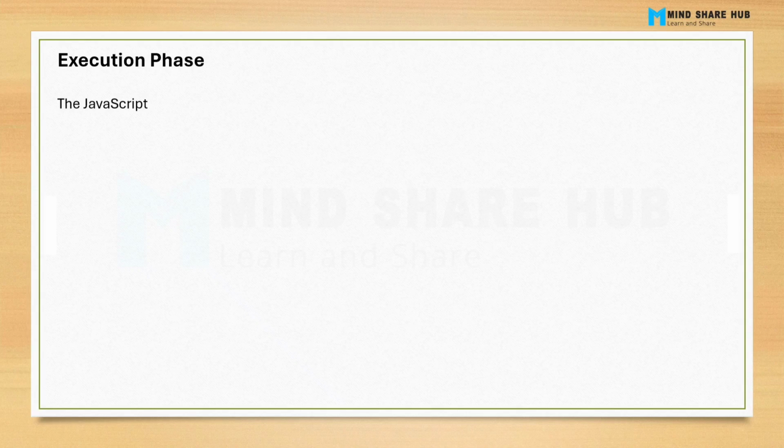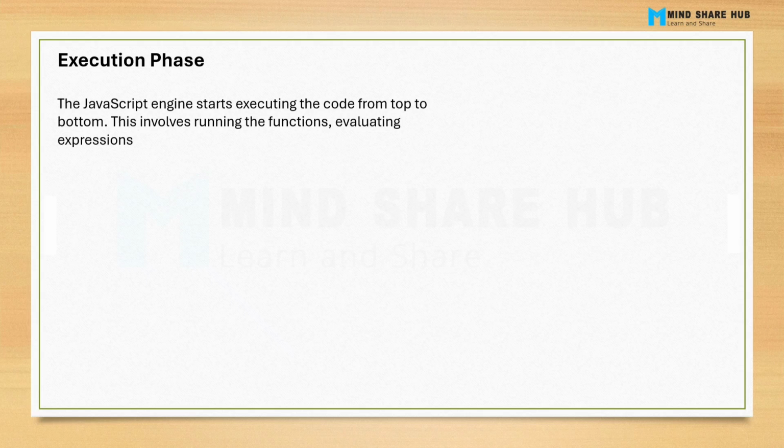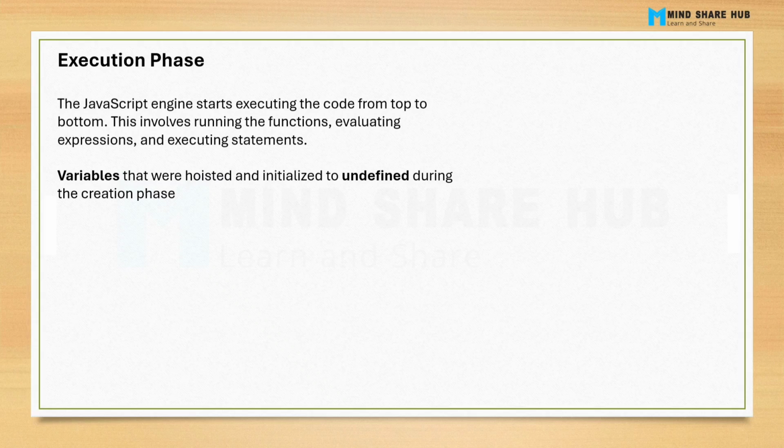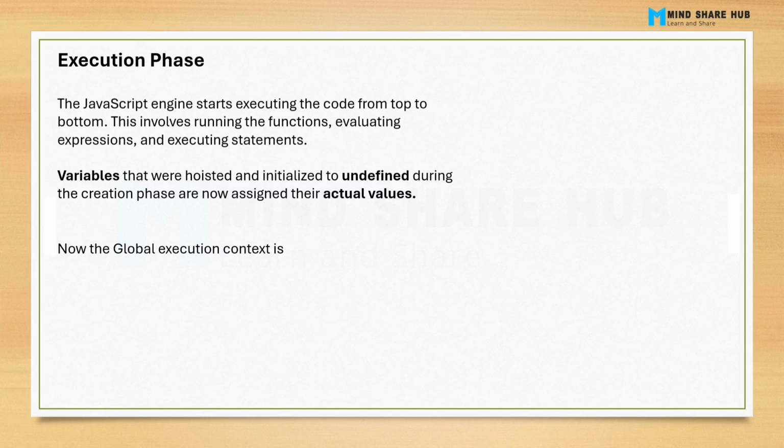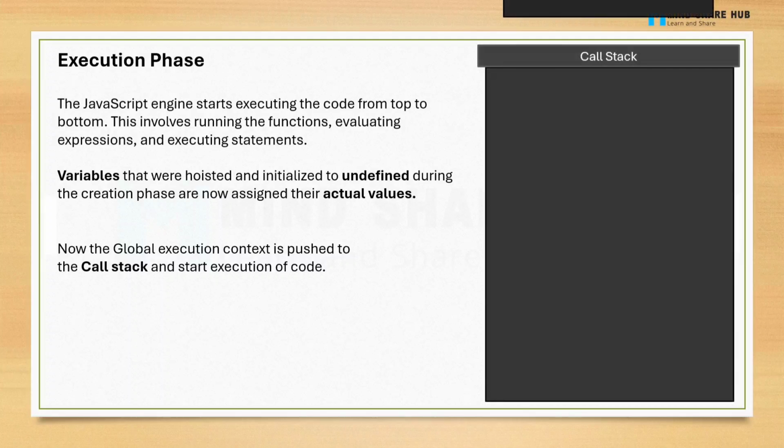The JavaScript engine starts executing the code from top to bottom. This involves running the functions, evaluating expressions, and executing statements. Variables that were hoisted and initialized to undefined during the creation phase are now assigned their actual values. Now the global execution context is pushed to the call stack and starts execution of the code.